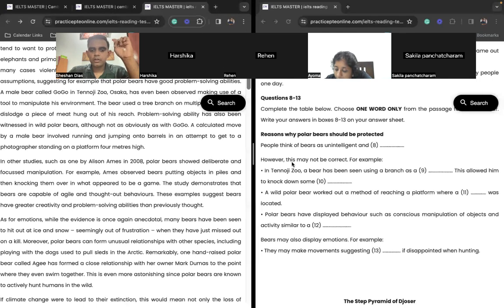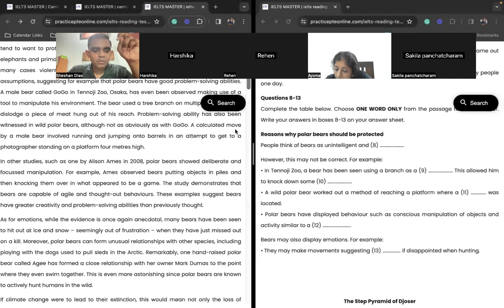Good, good, good. All right. A lot of people have got the answer. Very good. The answer is, yes, you're correct. It's photographer. How is it the photographer? It says wild polar bear worked out a method of reaching a platform where a blank was located. Right. Platform is here, right? Male bear, polar bear, wild polar bear is actually here, right?